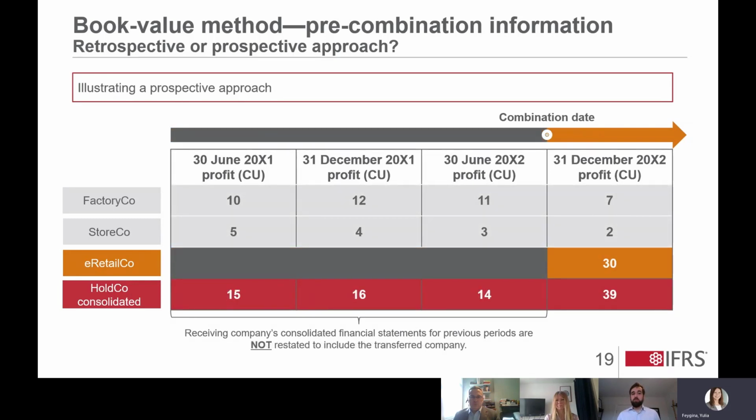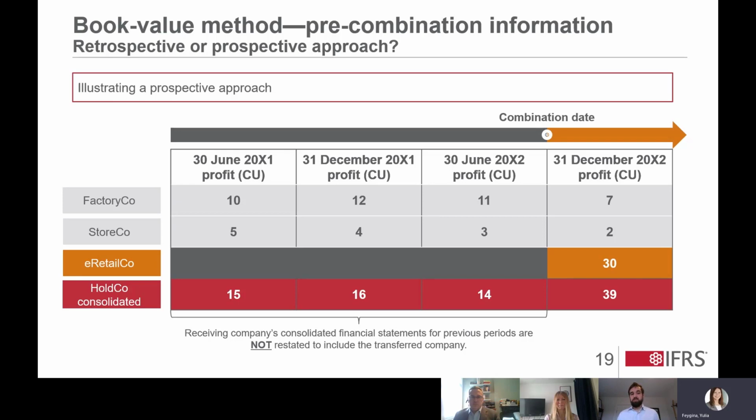An alternative approach that we see in practice today is a prospective approach. Under this approach, the pre-combination information of Holdco is not restated, and eRetailco is only included in Holdco's consolidated financial statements from the combination date. This approach is the same as what happens under the acquisition method. In the example on screen, Holdco would report a consolidated net profit of 39 currency units for the second half of 20X2, which includes eRetailco's net income from the date of the combination. The pre-combination information would not be restated, so the first half of 20X2 before the combination would stay at 14, and the 20X1 figures would not be restated either.